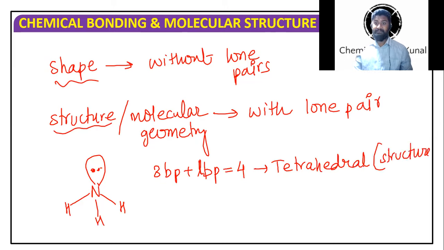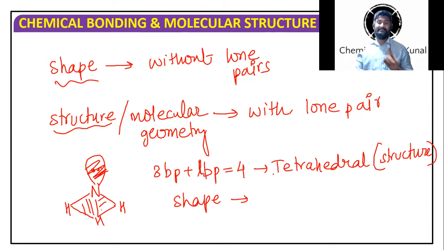Structure is tetrahedral. But what is the shape? Shape is without lone pair. So tell me, if I erase this lone pair, what do we have at the end? See, we have, yes, excellent, the pyramid. So the shape is pyramidal.